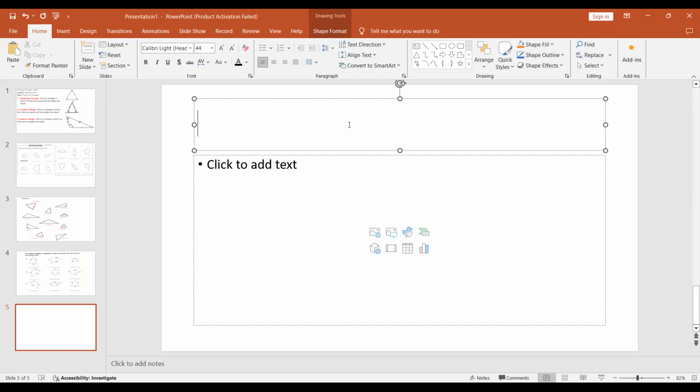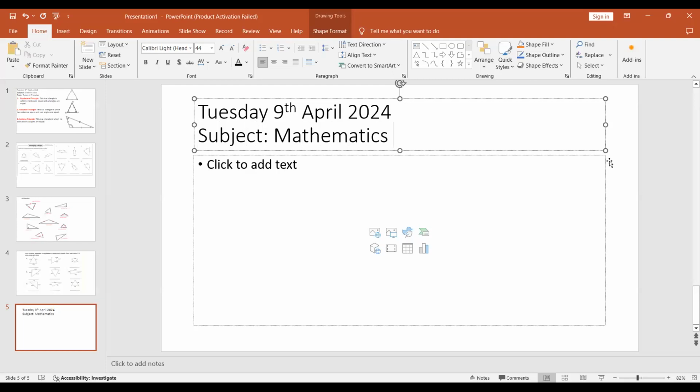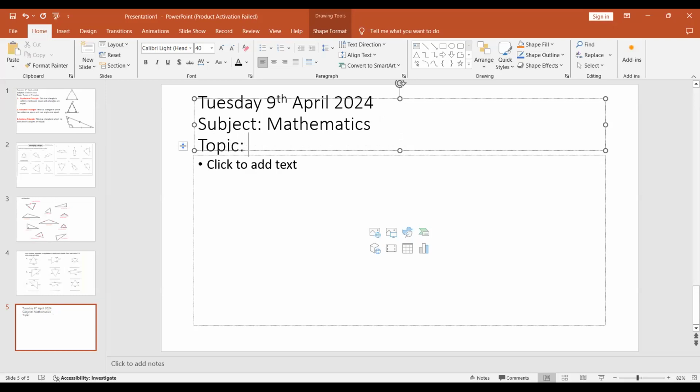Today is Tuesday the 9th of April, 2024. The subject is, of course, mathematics. And the topic that we're going to be doing is the fundamentals of geometry.